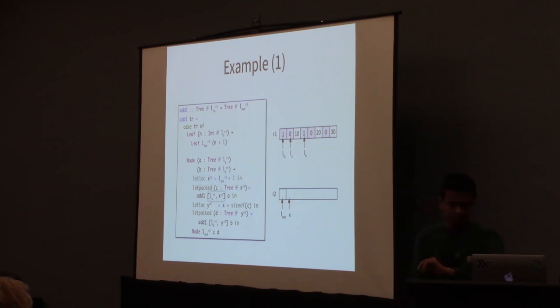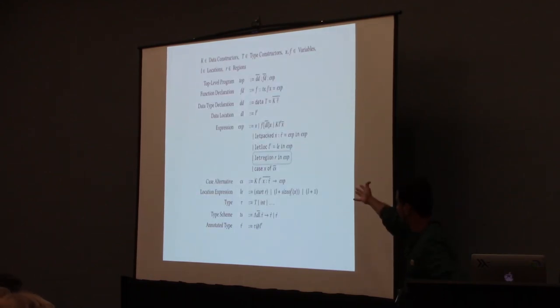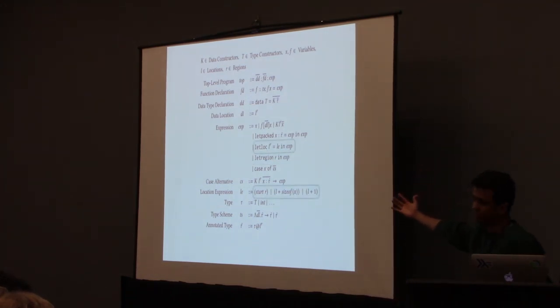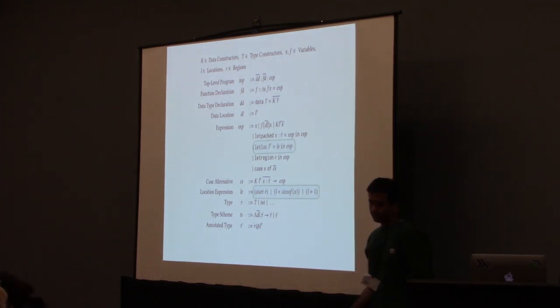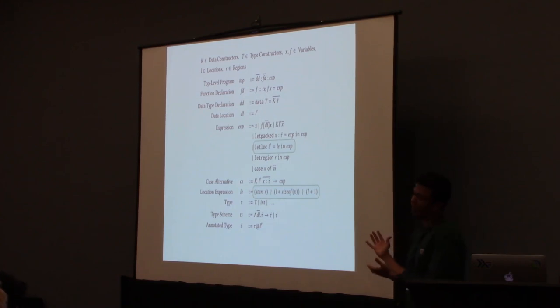I probably won't have time to go into this, but this is what the grammar looks like. We can create new regions using this let region form. A region in this case is the buffers that we were looking at. So this is going to allocate a new block of memory. You can create locations that reference into those regions. A location could be the start of a region, or you can calculate offsets like these. What I'm not showing here is that we have a type system for this language, which ensures that a well-typed program cannot overwrite values, for example, or return uninitialized blocks of memory. But I won't be covering that in my talk today.